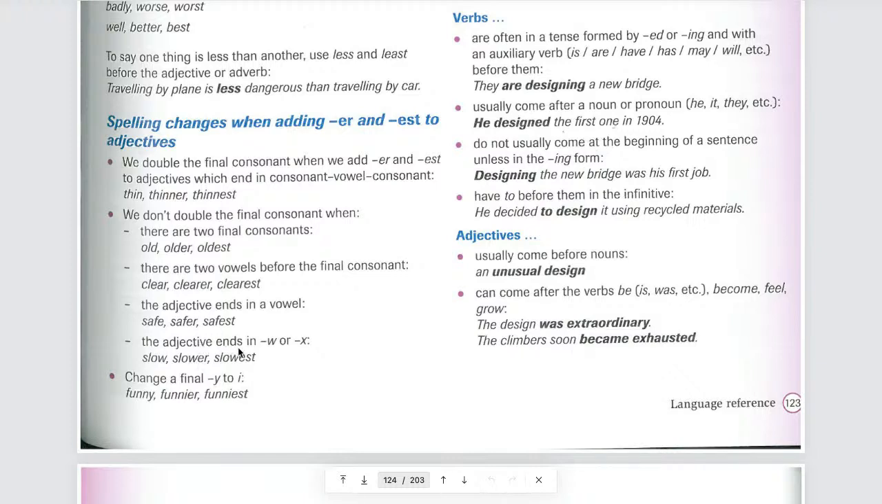Yeah, the adjective ends in W or X. So we have slow. It ends in W, right? And X. Something else, yeah? So slow, you see, we also have O, that is the vowel, and W, that is consonant. L is also consonant, but in this case we don't double. Got it?